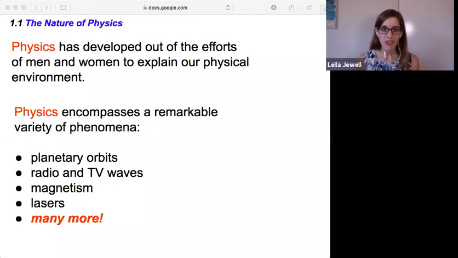What's the nature of physics? So physics is a subject that's developed out of the efforts of men and women to explain our physical environment, everything around us. It encompasses a ton of different phenomena: planetary orbits, radio and TV waves, magnetism, lasers, so much more. It's just about limitless. Everything around you, which is so cool. And I hope that this semester you'll start to see that too in your everyday life, or when you see news articles, you'll be like, hey, look, that's physics. So that's where we're headed.